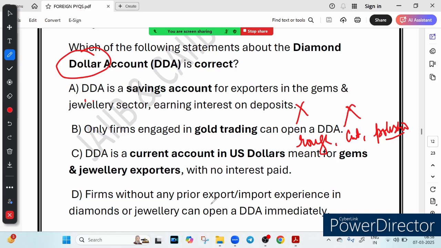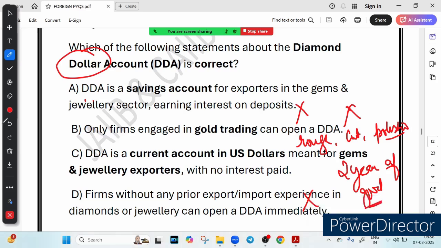Option D, a firm without any prior export-import experience in diamond can open. This is wrong. They require 2 years of good track record, right? A firm with no experience cannot open, because the firm must have at least 2 years of good track record in exporting and importing diamond or jewelry. Then only they can open this DDA account. You must remember this condition.